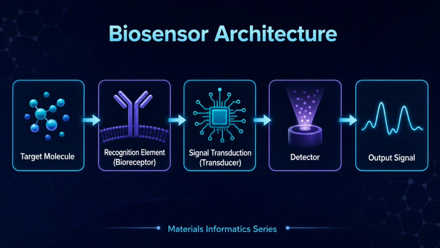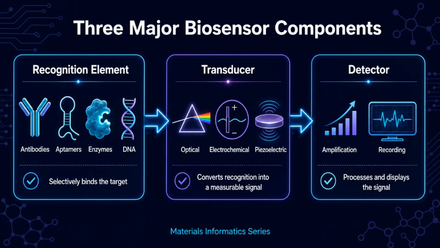Biosensors are devices that use biomolecules to detect specific target substances. The signal flow goes from the target analyte to a recognition element or bioreceptor, which specifically binds the target. This binding event is converted to a measurable signal by a transducer, amplified by a detector, and finally output as a quantifiable signal. The three major biosensor components each have multiple options.